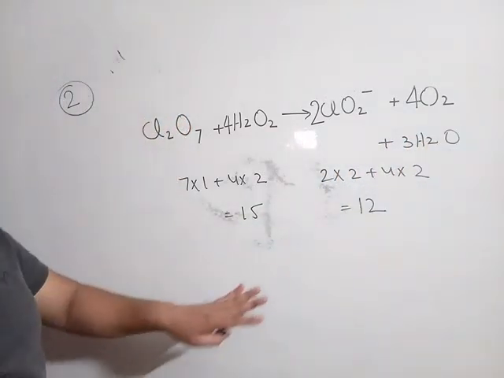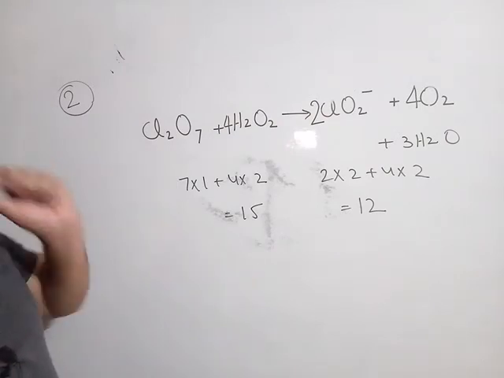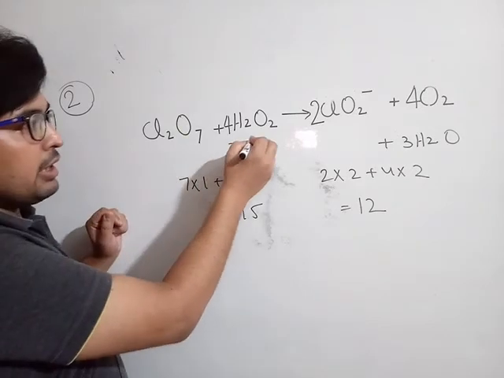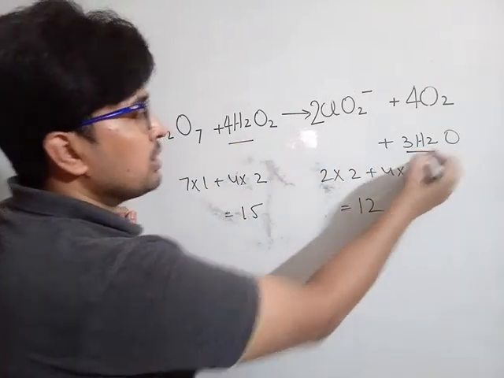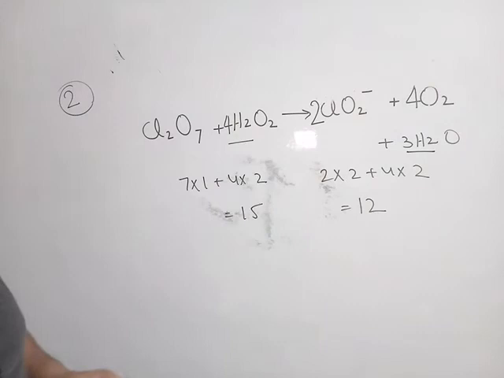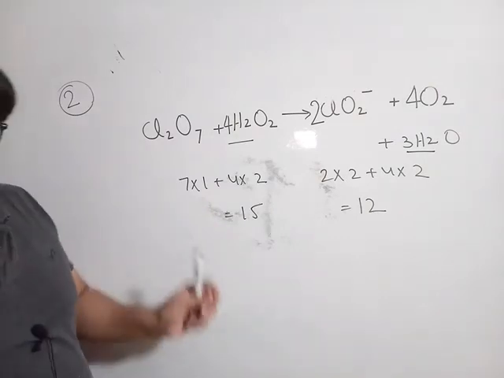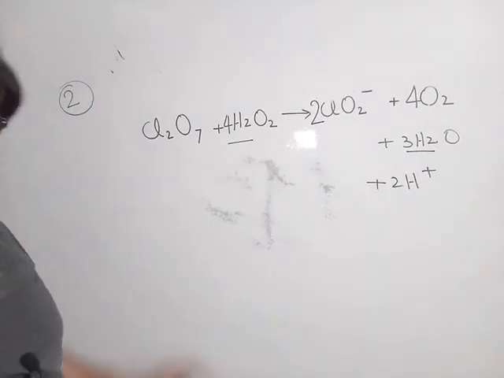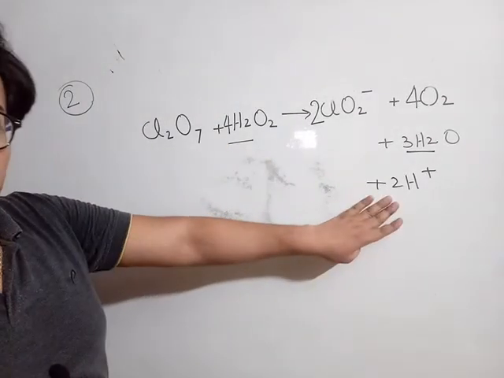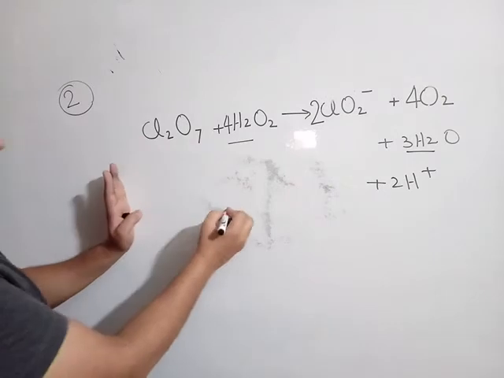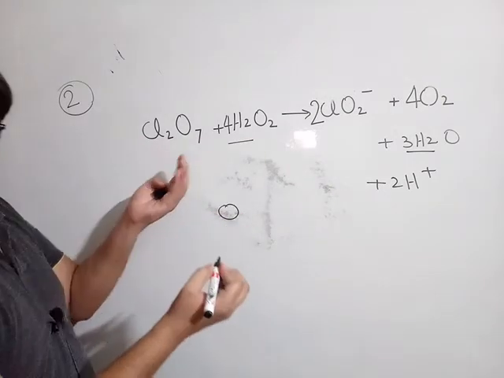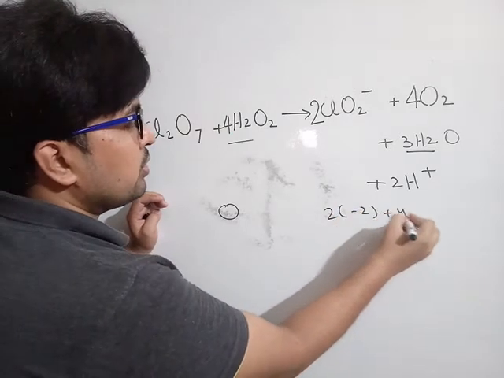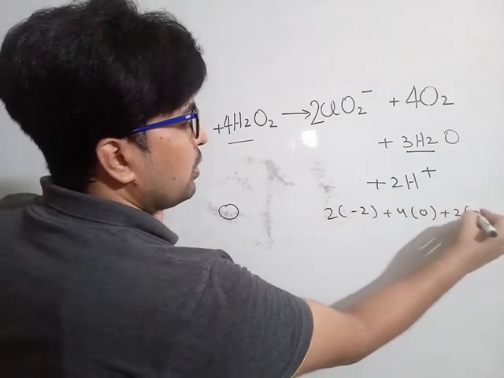Suppose we have to balance the H here. We have 4 into 2, which is 8, in the LHS and 3 into 2, which is 6, in the RHS. So we'll add 2 H plus in the RHS. As you can see, we have added 2 H plus, so now the equation is balanced. If you check, in the LHS we have 0 charge because none has any charge here. In the RHS, 2 into minus 2 plus 4 into 0, because oxygen will not have any charge, and 2 into plus 1.